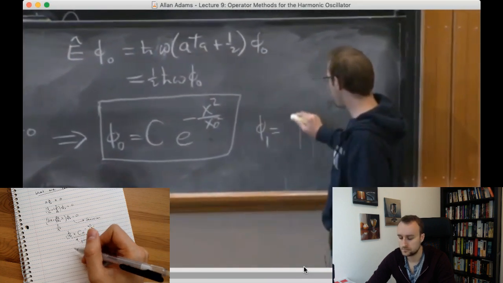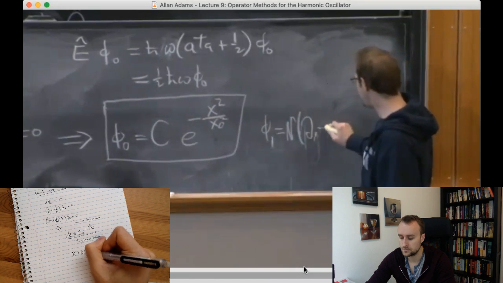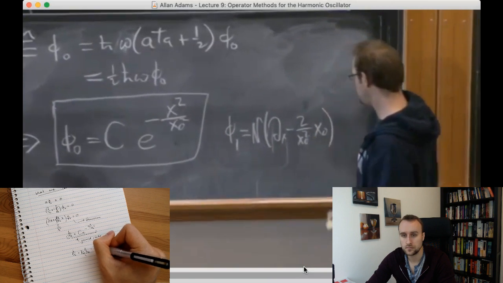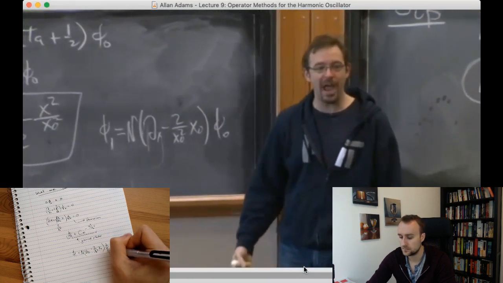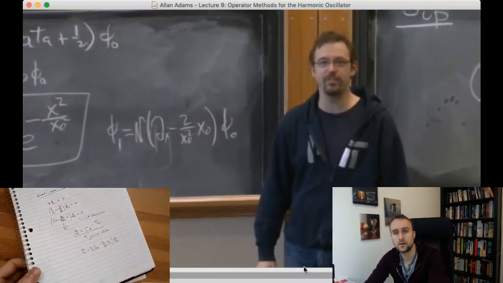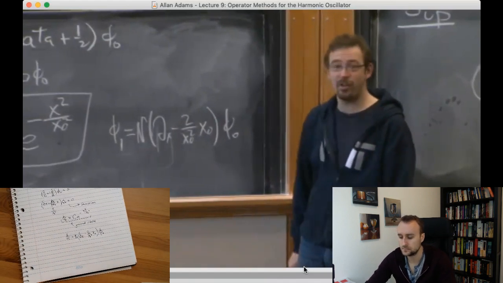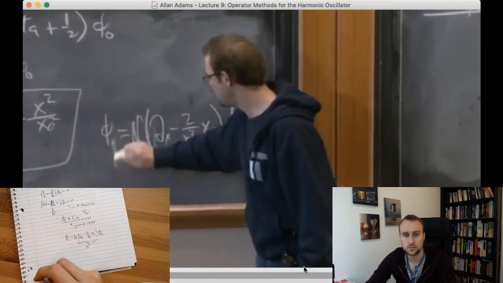Phi 1 is equal to, up to some normalization, d/dx minus 2 over x naught squared times x naught, acting on phi 0. Cool? So now, do I have to solve a differential equation to get the higher states? No, I take derivatives and multiply by constants. Okay? So to get the third Hermite polynomial, what do you do? You do this 3 times.